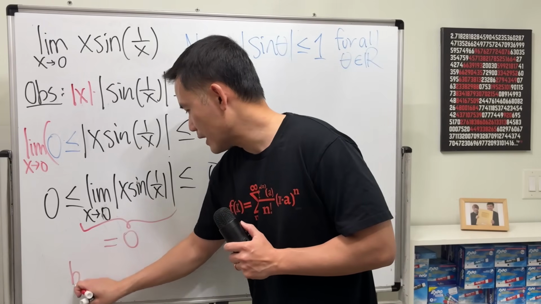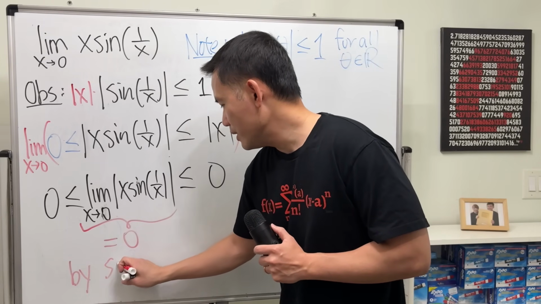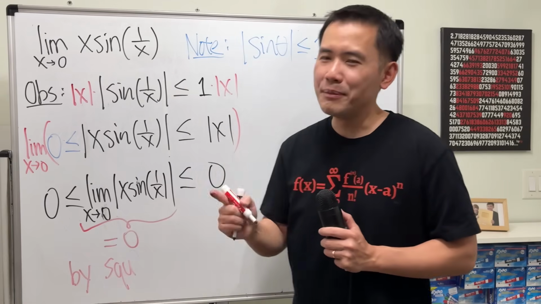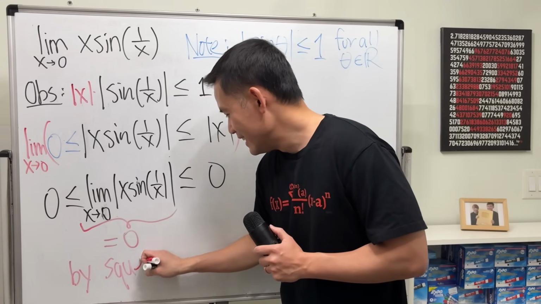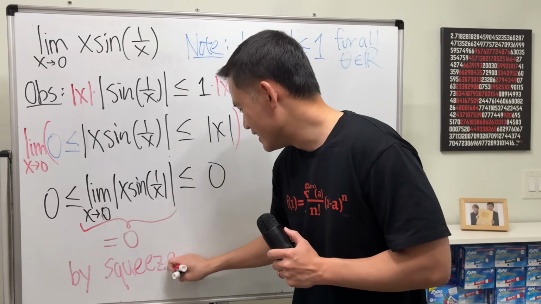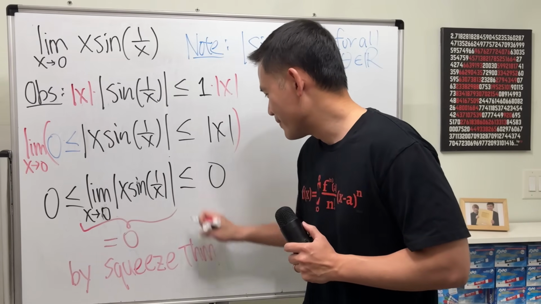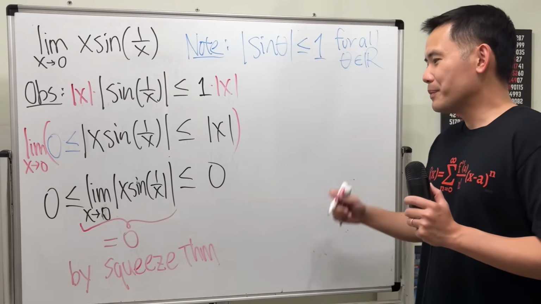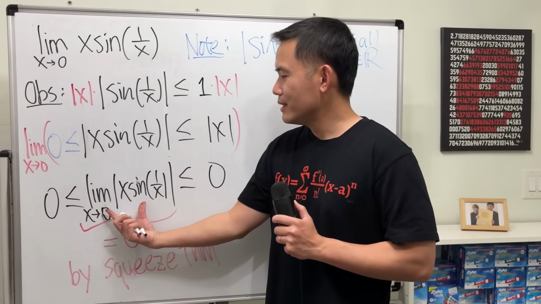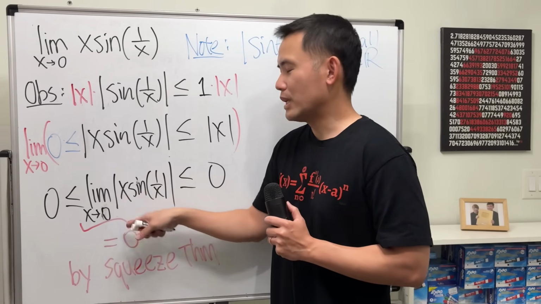And now we can conclude that by the squeeze, and this time I'm going to spell it correctly, S-Q-U-E-E-Z-E, by the squeeze theorem. Alright? And now you might be wondering, good, this is the limit, but here we have the absolute value though.